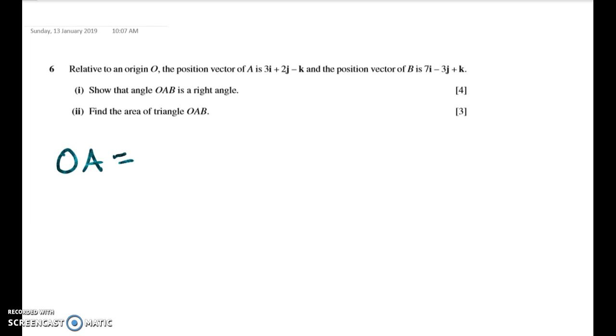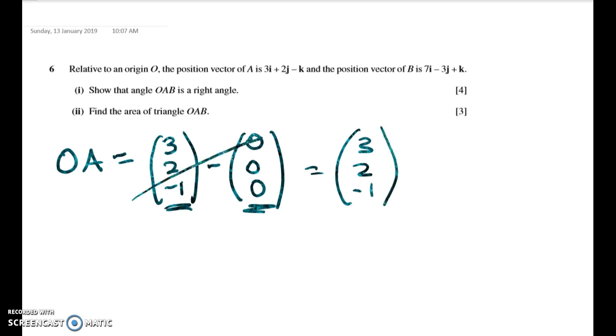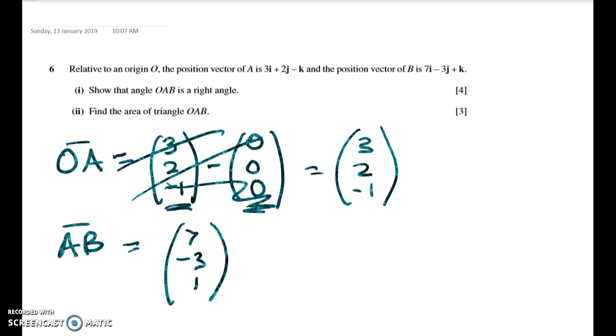So OA we've already got. OA is (3, 2, -1). And we're not going to bother to do this very often, but it's the A point minus the first point, which is O. So of course that's just (3, 2, -1). You don't have to bother writing that step down, but just in case you're still finding vectors awful, it might help. So now we're looking at the vector from A to B. Our end point is (7, -3, 1), and our start point is (3, 2, -1).